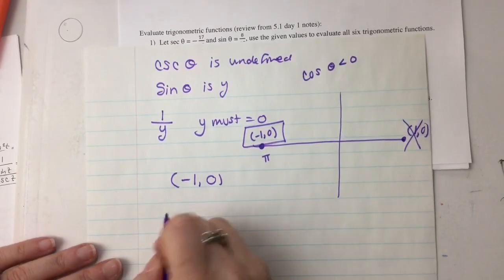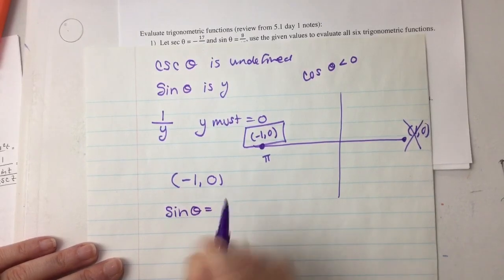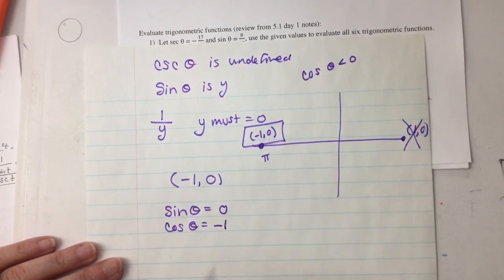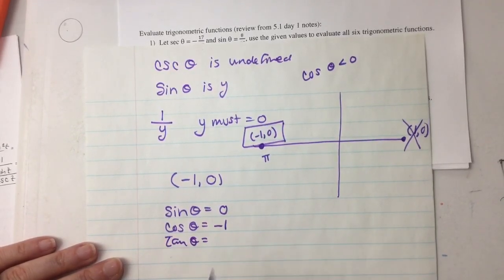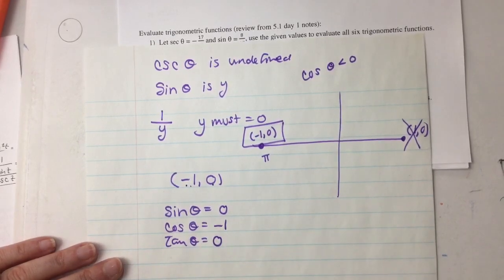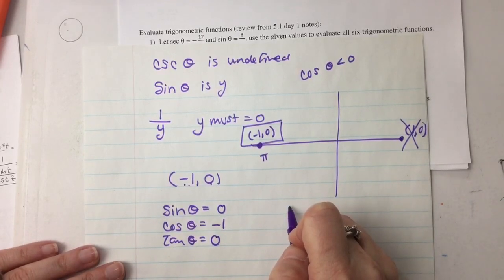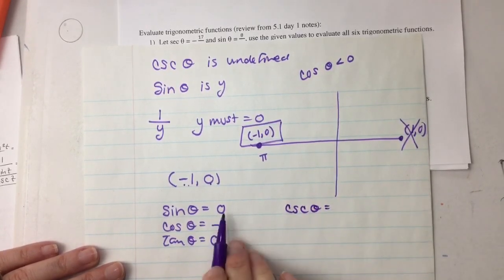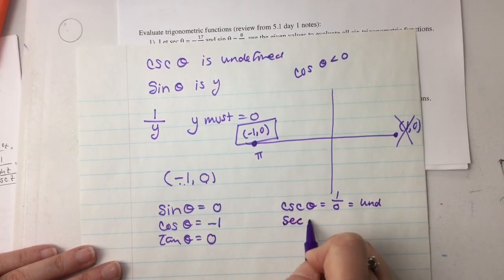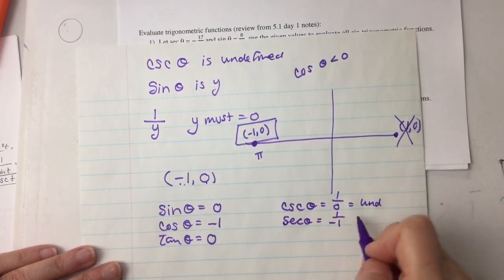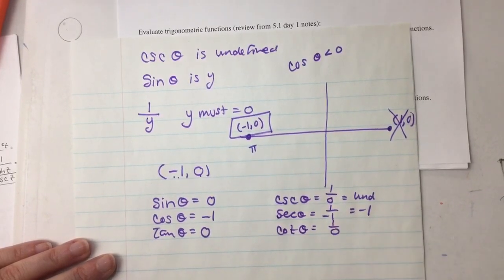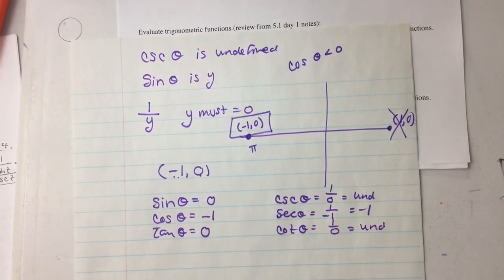If I want to find all 6 trig functions: the sine of theta, the sine is the y value; the cosine of theta, cosine is the x value; tangent of theta, tangent is y divided by x, 0 divided by negative 1 is 0. Now we're going to move on to our reciprocals. The cosecant of theta, if I have 0, it's 1 over 0. That's undefined. If I have the secant, it's 1 over a negative 1, which is negative 1. If I have a cotangent, it's 1 over 0, which is undefined.